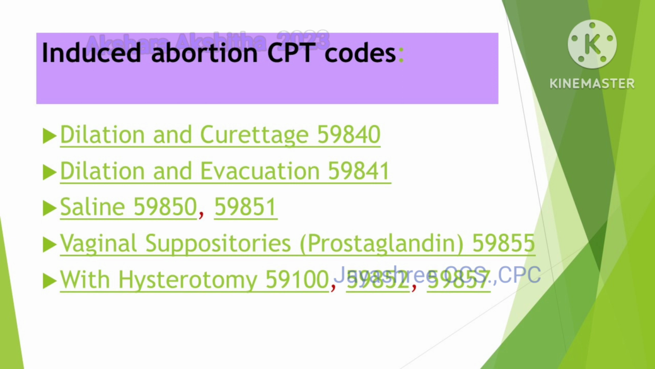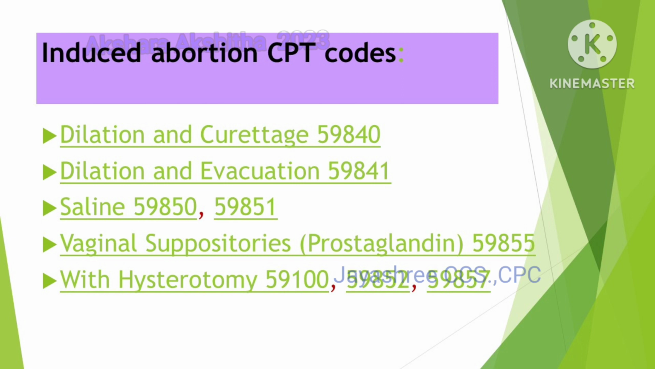In induced abortions we have some sets of CPT codes. One is D and C, that is 59840. D and E, dilation and evacuation, is 59841. With the saline method, 59850 and 59851. Then vaginal suppositories, that is 59855. And finally, the hysterotomy method, that is 59100, 59852 and 59857.